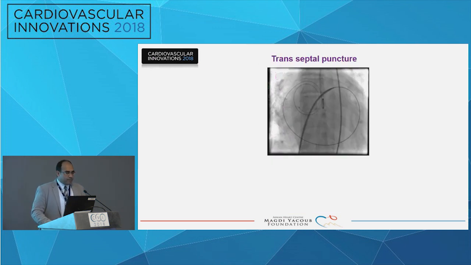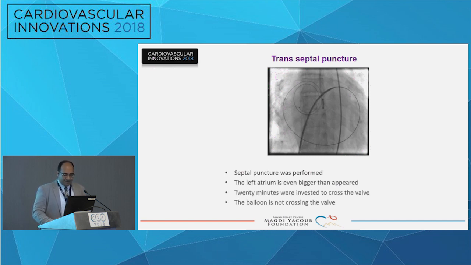We did a transseptal puncture in the conventional way. You can appreciate the left atrial size. It's a huge left atrium. Septal puncture was performed. Left atrium is even bigger than what appeared. 20 minutes were invested to cross the mitral valve. However, the balloon was not crossing the valve.